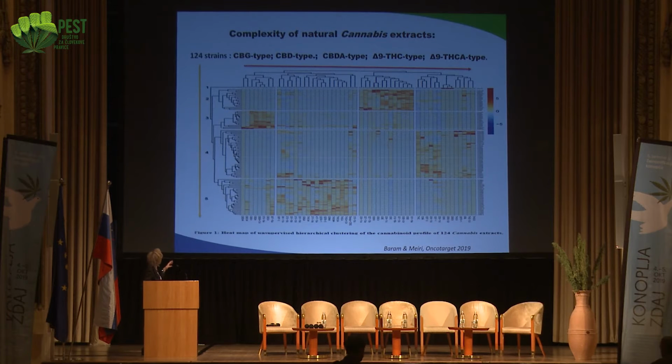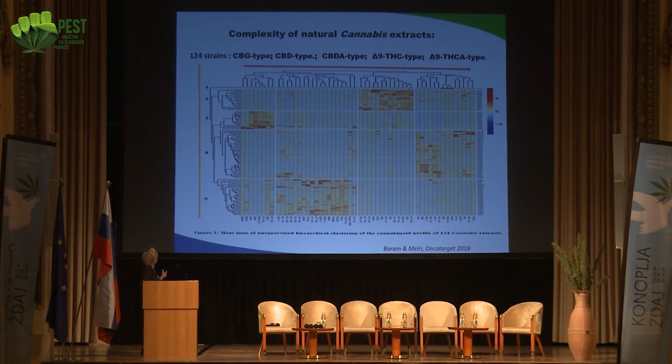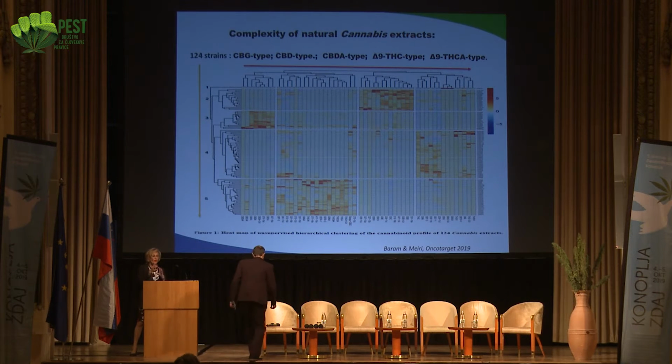They can be clustered into groups of strains that have a high level of CBG, or a more expressed level of CBD, CBD-A type, THC, or THC-A type. And so you can see that we can really define four more defined strains, of course with different amounts of other cannabinoids.